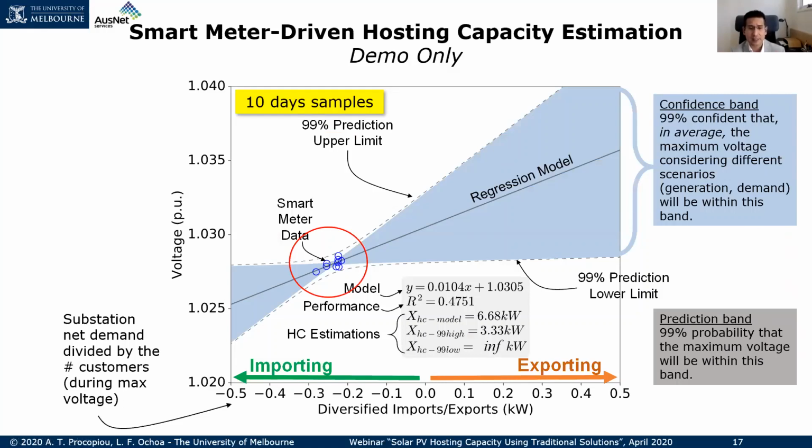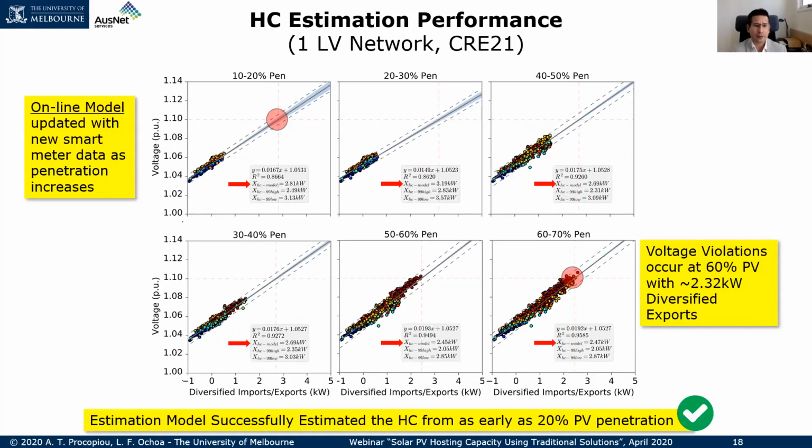And this is what exactly we're going to do. So here are some results. This corresponds to CRE21, which is an urban network, and this is just for one low voltage network with, of course, dozens of customers. Now, the important thing here is that, although I'm saying here that it's one low voltage network, actually the whole assessment is done for the whole high voltage network. But the data that we pick is just for that particular low voltage network.